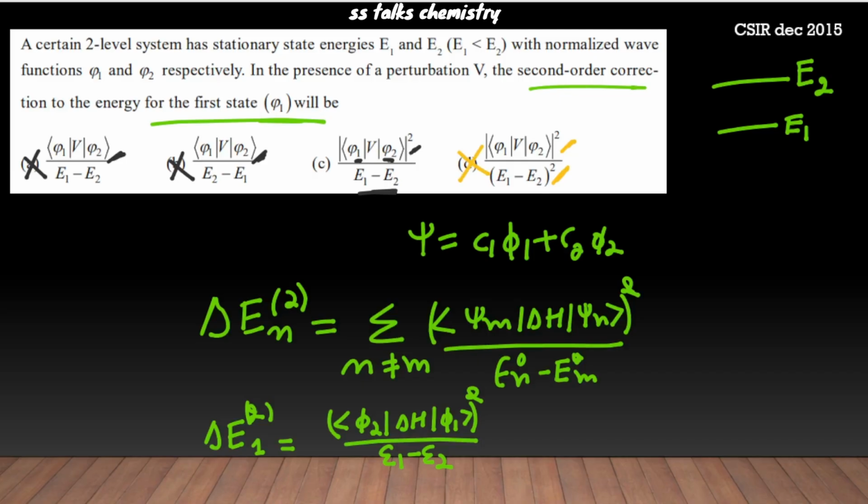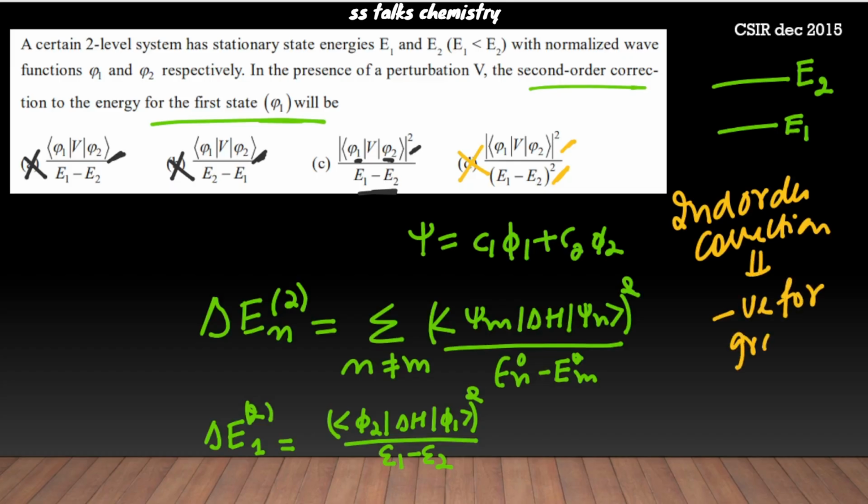Because the second order energy correction that we obtain is always negative for the ground state. The reason being, this difference E1 minus E2 comes out negative. It is already given that the E2 value is more and the E1 value is lesser, so this difference should come out negative. By squaring it, it becomes positive. So that makes option D incorrect.